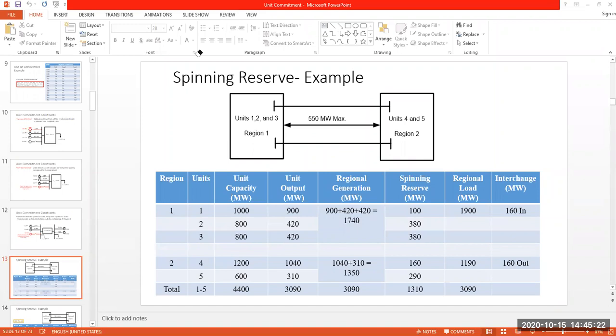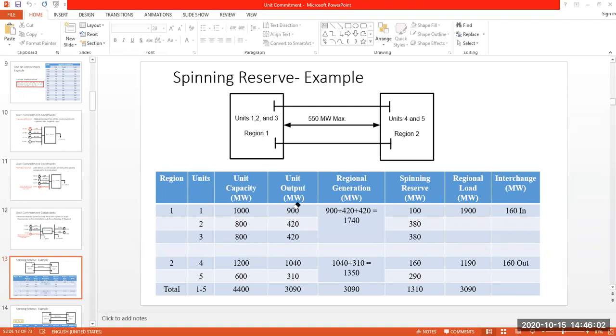Sir, region 1 can also use the spinning reserve. So why not use the spinning reserve of its own? Yeah, actually these results are not arbitrarily chosen. You can say this is the outcome of some economic load dispatch program. You can't choose these numbers arbitrarily. These are the outcome of some intelligent algorithm or intelligent techniques. Let's say you solve the economic load dispatch and you find that this is the most economic solution at this condition.